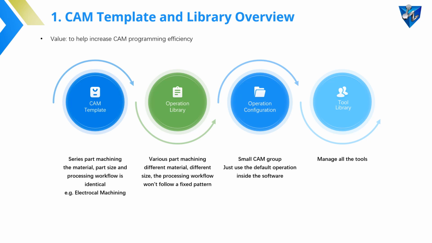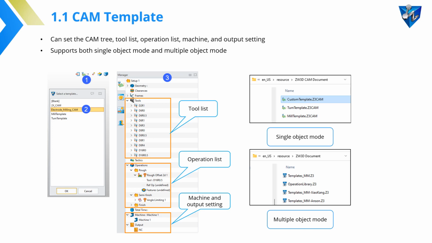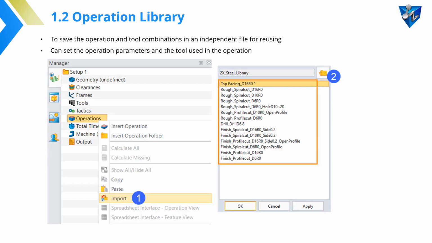Tool library is to manage all the tools. Next, let's check the details. The first one is CAM template. It includes almost all the information, such as the CAM tree setting, tool list, operation list, machine definition, and output setting. ZW3D supports both CAM template under the single object mode or multiple object mode, as you can see from the images here.